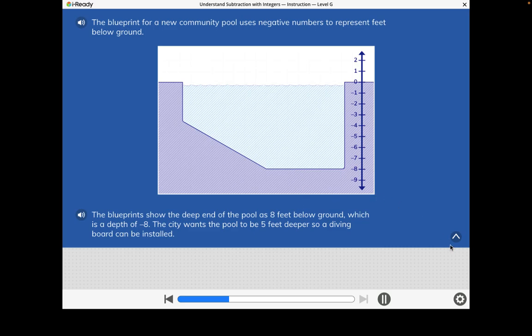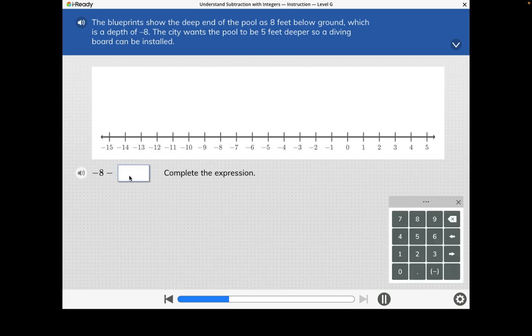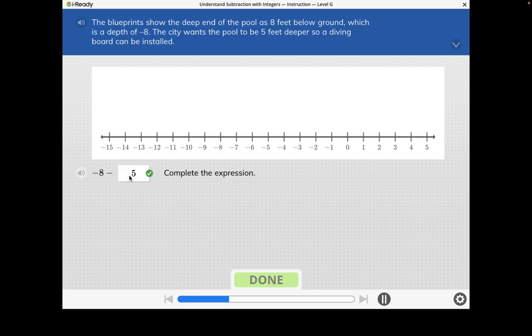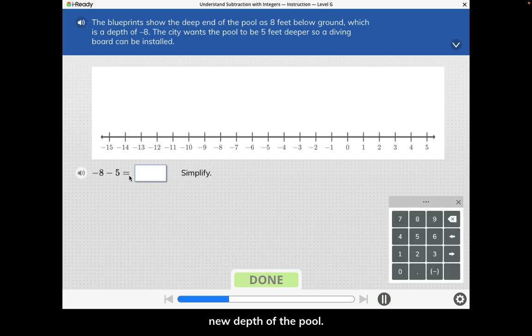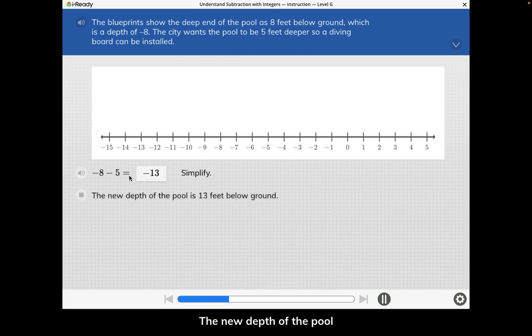So what are they asking? So -8 minus 5. They just want us to complete the expression. Now they want us to solve it, which is simplifying. So, negative 8 minus 5 is equal to negative 13. So the new depth of the pool is 13 feet below ground.